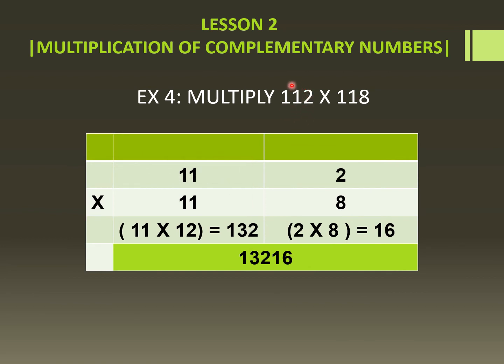Step 1. We multiply 11 by 1 more than itself. 1 more than 11 is 12. So 11 multiplied by 12 is 132. That's the first part of our answer. And the second part is got by multiplying the two units place digits together. 2 multiplied by 8 is 16. So that's our answer. 112 multiplied by 118 is 13,216.